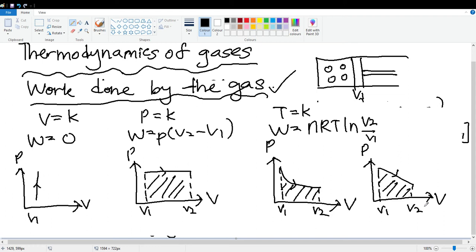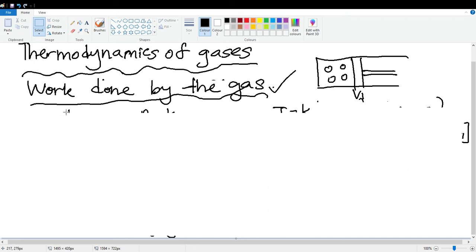Alright, so that's it for the work done by the gas. We have done all the work done by the gas, so let's move on to the next parts. Note that there are three conditions, which are also the three processes when the work is done by the gas. Oh, I missed a part, so let's just move on to that part first.